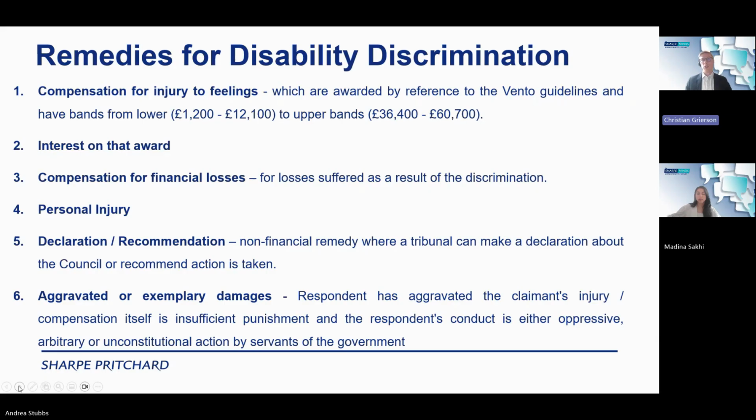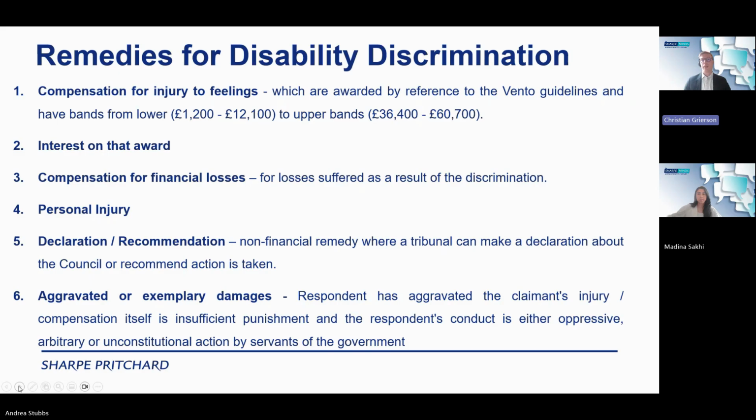For example, you might get a discrimination claim where they plead injury to feelings, but they also say that the impact has been so great on them that there's been psychiatric injury, and then that would be a further amount on top of it. A tribunal may also make a declaration or a recommendation, and this is non-financial, and it basically says the organization needs to make a change, for example, improved policy and procedure.